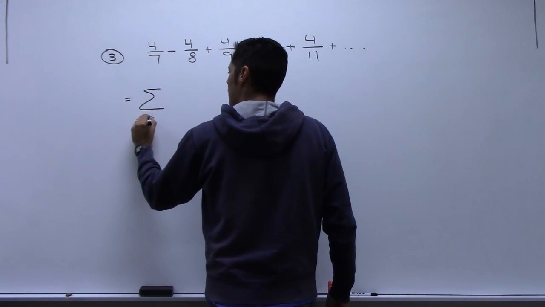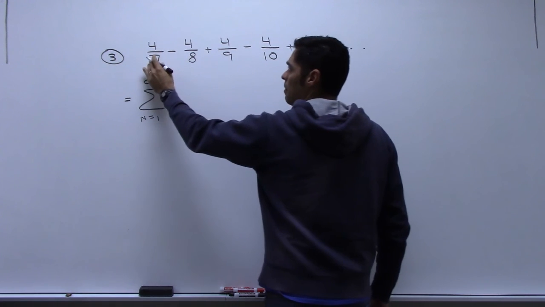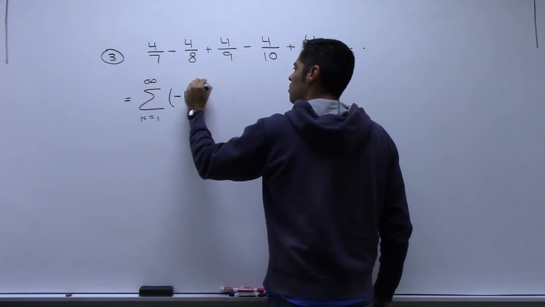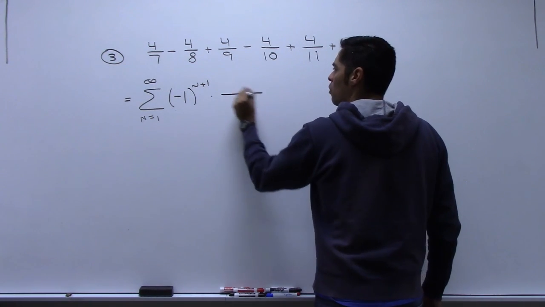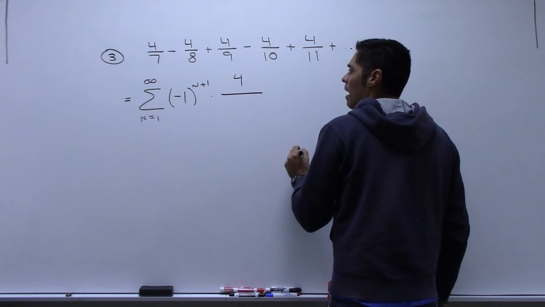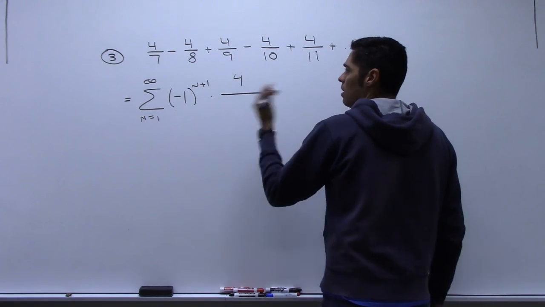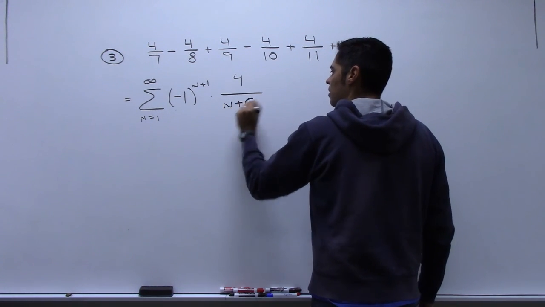So we have a sum n equals 1 to infinity. Noticing that it's alternating starting with a positive term, so I'm going to use negative 1 to the n plus 1. That should start it out with a positive. I notice all my numerators are 4. I notice that my denominators are counting numbers, 7, 8, 9, 10, 11. So they're just counting starting with 7, so I need to use n plus 6.